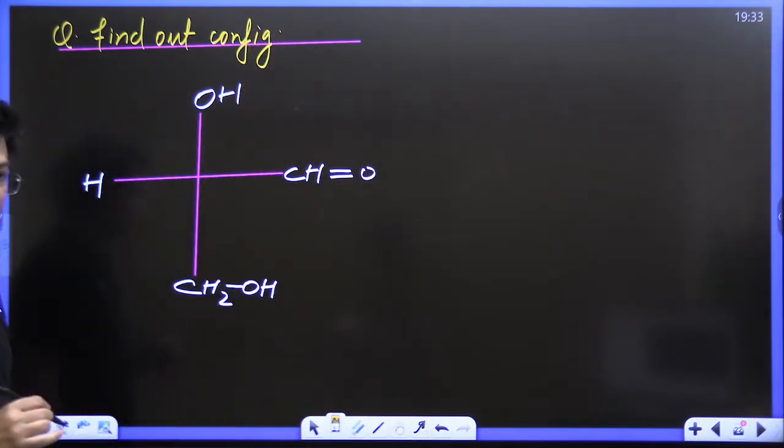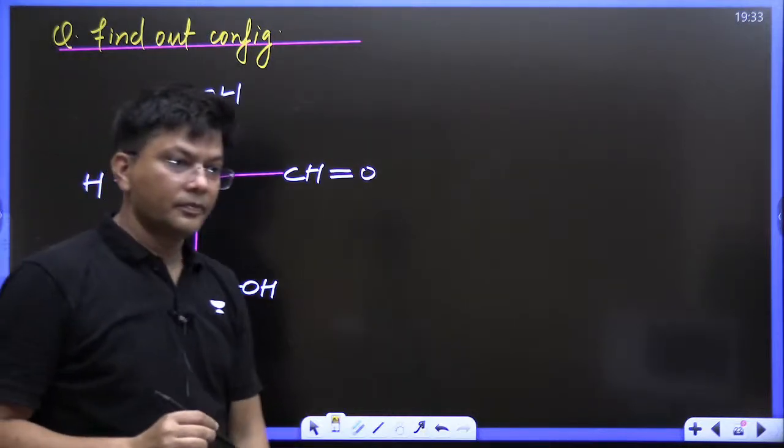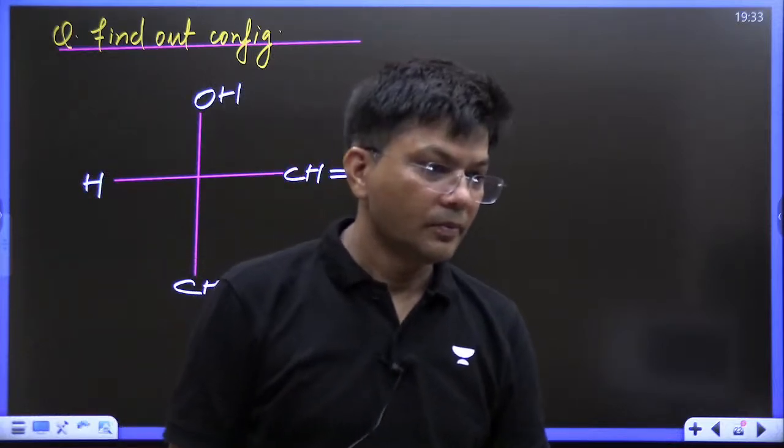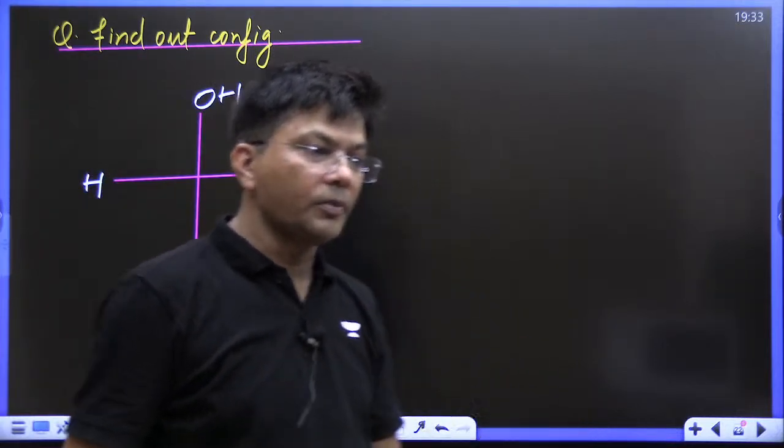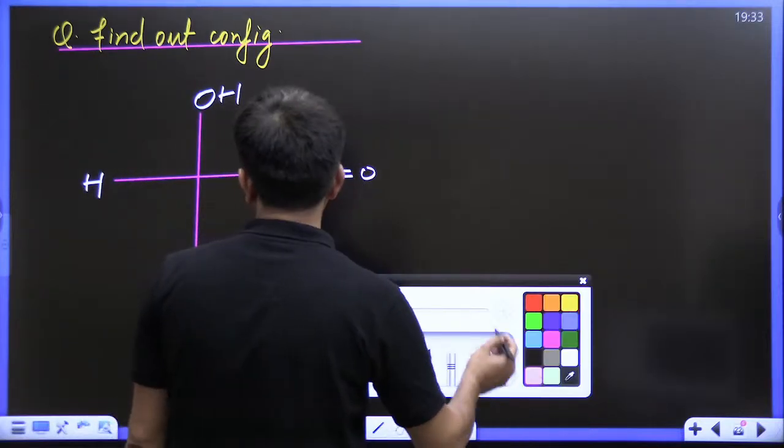No answer. D. Some are writing small d. Don't write small d. Simple molecular formula of glyceraldehyde. This is the simple molecular formula. See, kids, one kid is asking.